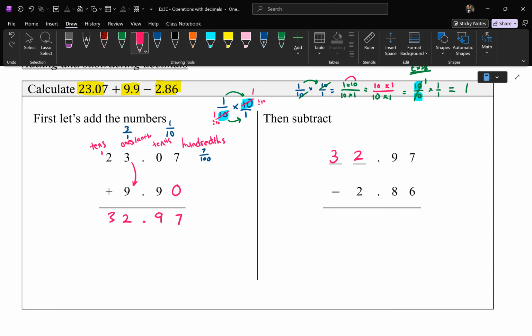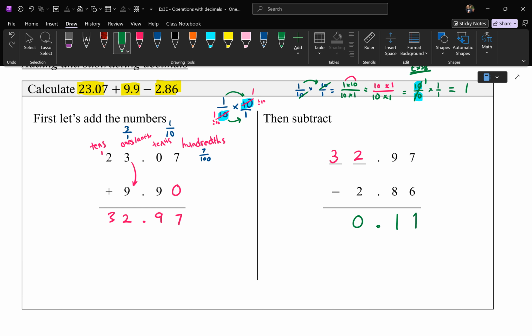32.97, now take away 2.86. I put them again in their columns. Hundredths, tenths, units, and you got your tens over here. Let's do it. 7 take away 6. What do I get? Let's go with Joachim. 1, so we get 1 over here. 9 take away 8, Quinn. 1 again, we'll put it in the decimal point. 2 take away 2, let's go with Lewis.